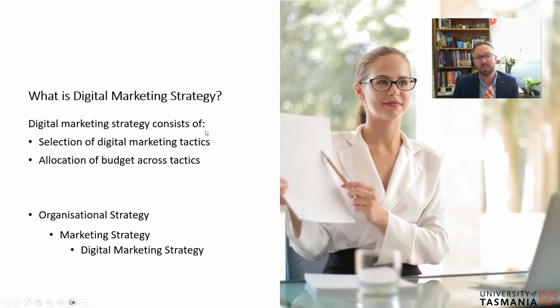So we'll start by asking, what is digital marketing strategy? It consists of two things: a selection of digital marketing tactics, and tactics are basically things at a lower order than strategic activities. The tactical ones are mainly the activities that you do in achieving goals. It's more of the doing stuff. And then allocation of budget across these tactics.